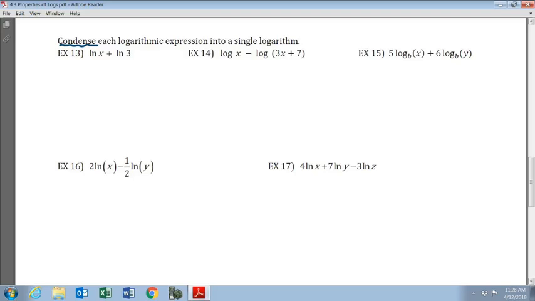But again, for our purposes, this is going to help us when we get into solving equations, particularly what we're about to do. So let's look at number 13. Now before we get going here, I'm going to go ahead and write our properties at the top. So our three properties.